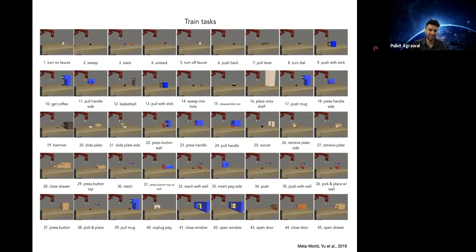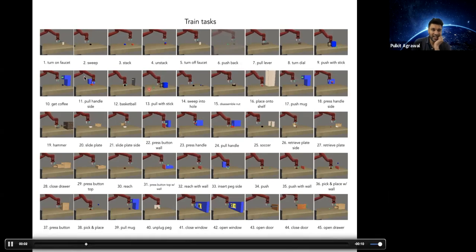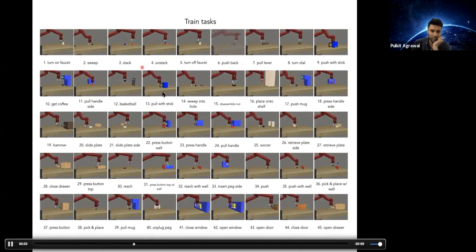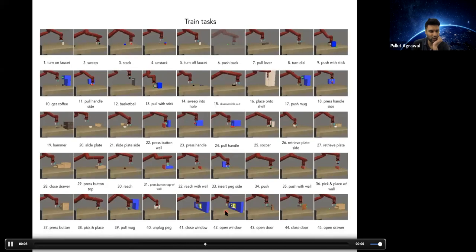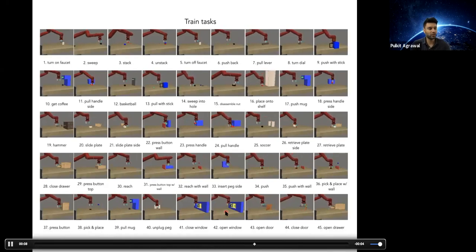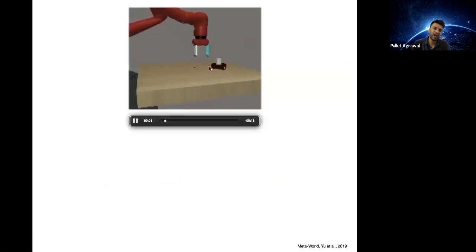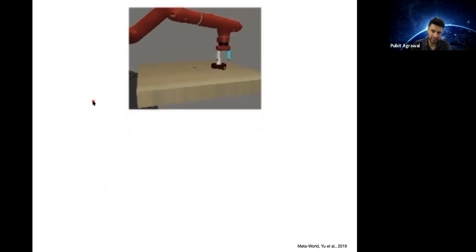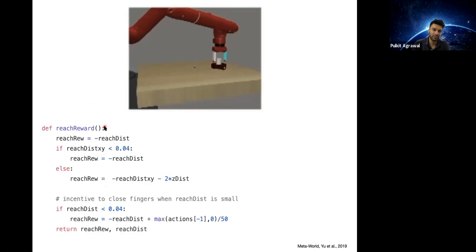For example, also consider this Meta-World benchmark which came out recently. This benchmark has 45 manipulation tasks, things like stacking blocks, pulling some objects, opening a window, closing a window, and so on. I'm going to pick one task, in which the gripper needs to go pick up this object and then move it. So let's actually look at the reward function for this task.